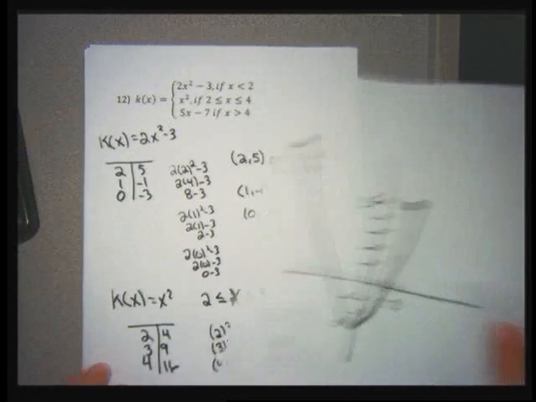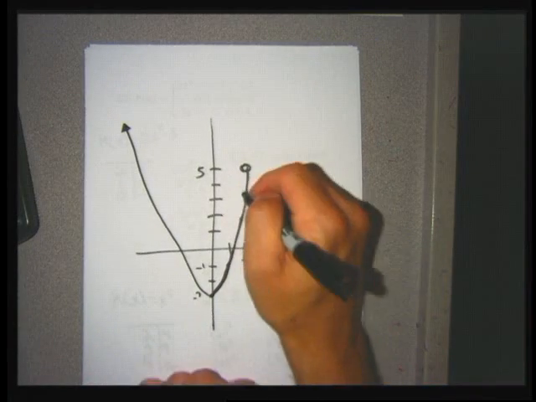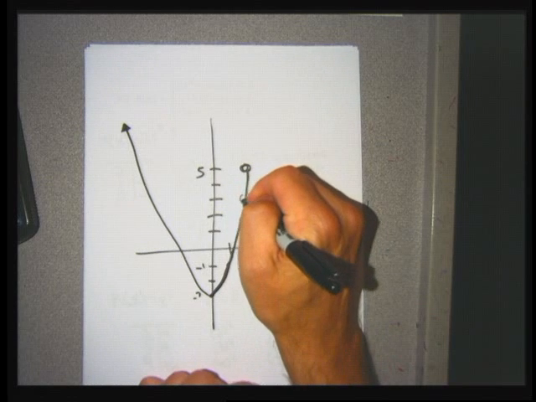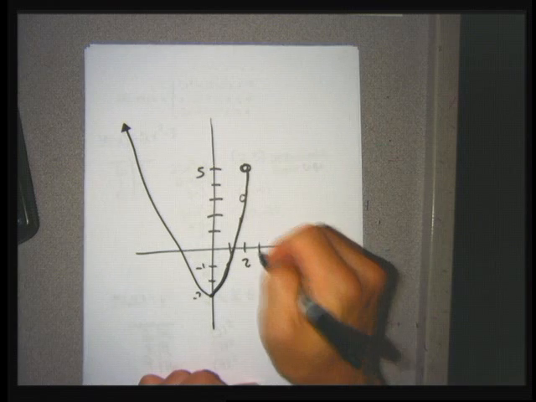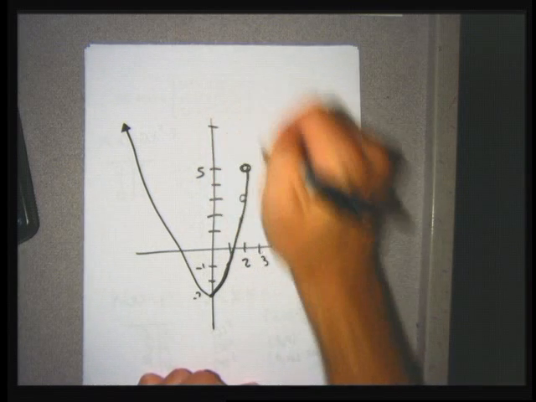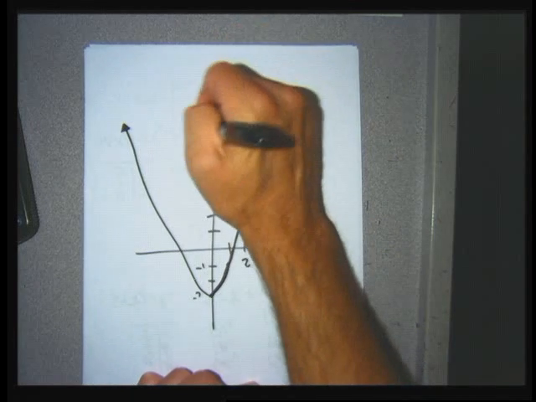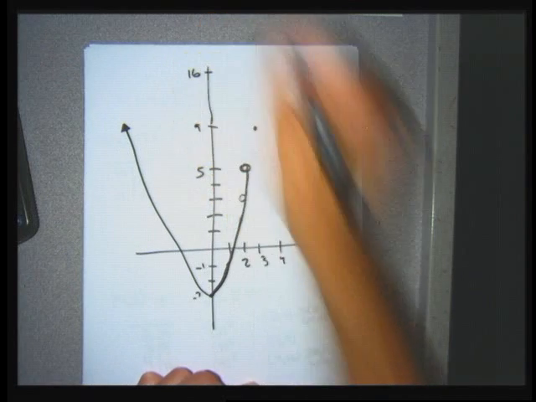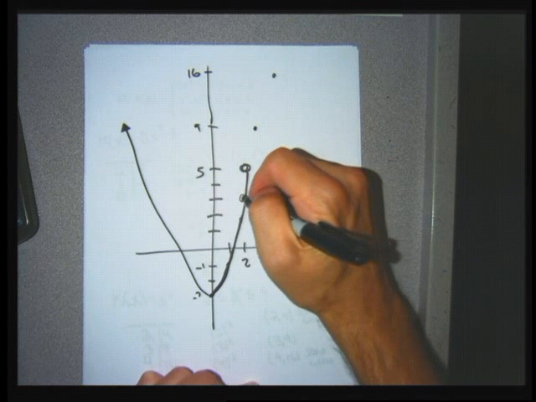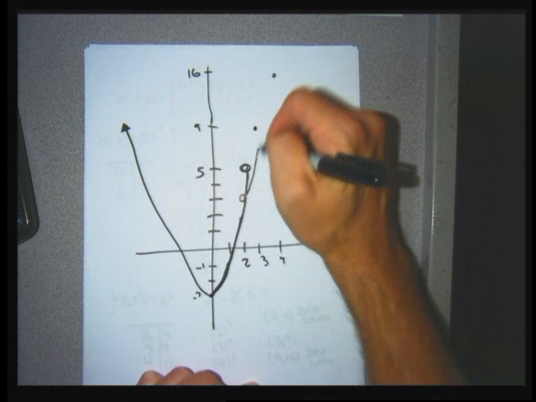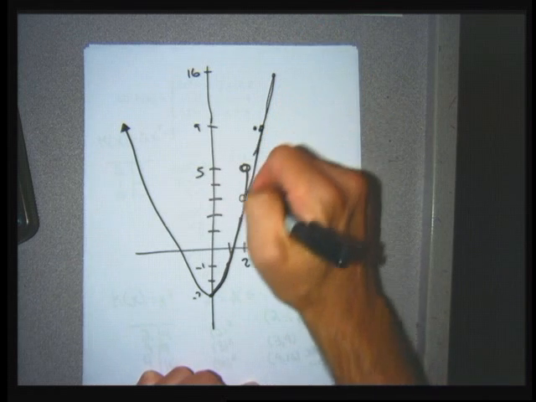So the points that I need to show are the points (2, 4). The point (2, 4) is about here, and then the point (3, 9), and the point (4, 16), up here. I'm not being super accurate, but it's good enough. I'm going to connect those 3 points with a curve of sorts. Make my graph go through the curve. And that's the second piece.